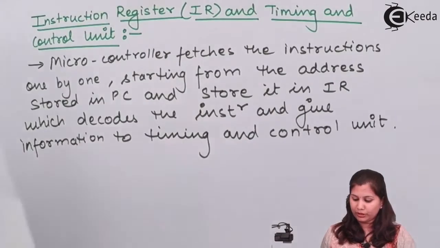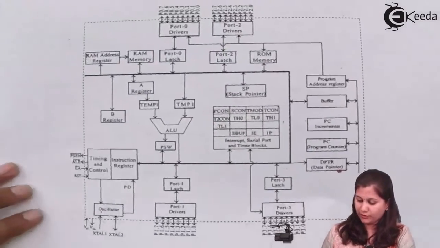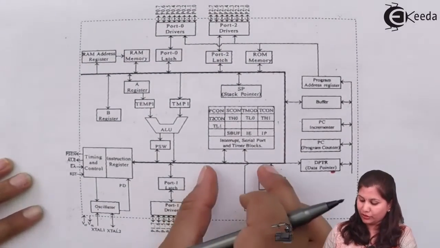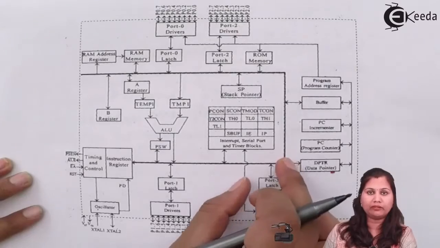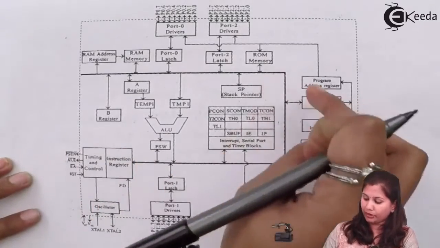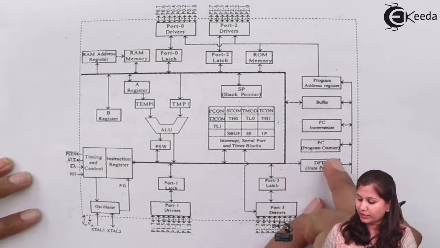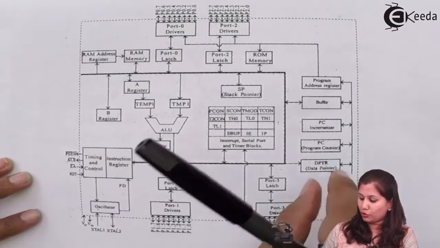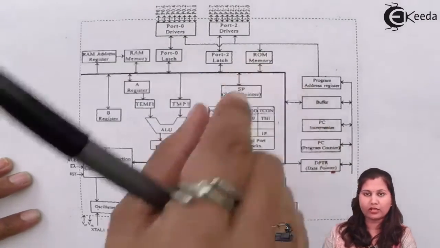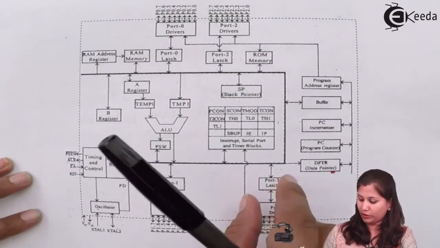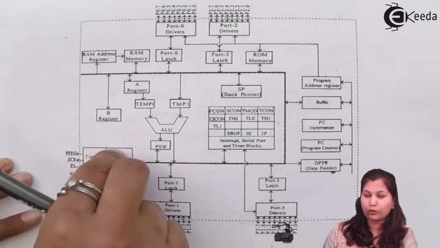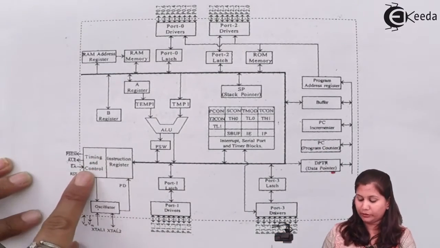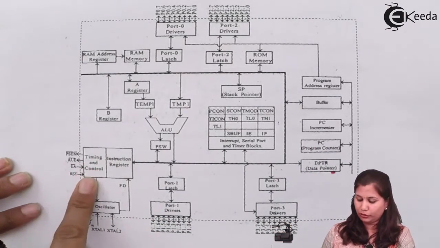So the microcontroller is going to fetch the instructions. It is going to fetch the instructions from the memory where they are written, and from that memory it will first get the address from the program counter where the instruction is written. So the address is there and the instruction is stored at that memory location. It is going to fetch it, decode it and provide it to the timing and control unit.